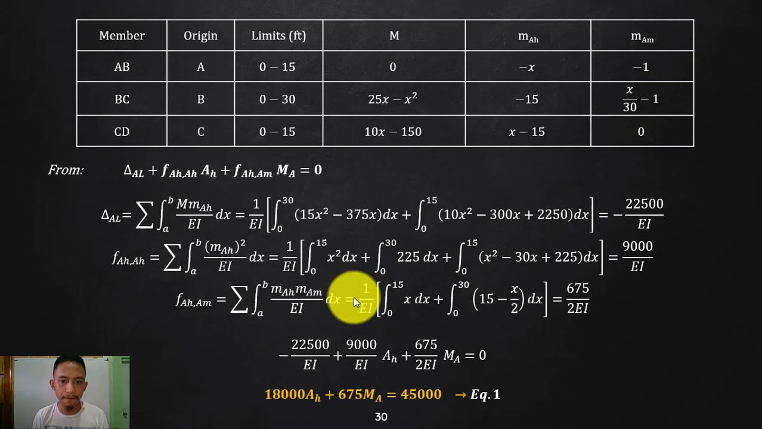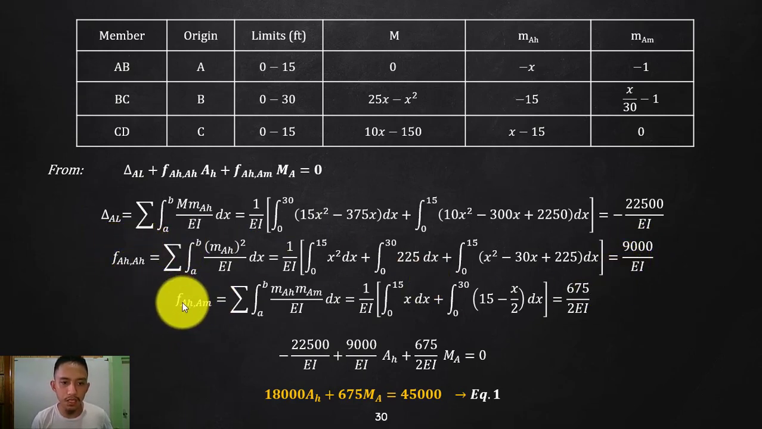Okay, so I will square that MAH. I will just focus here: square that one, that is positive x squared, integrate from 0 to 15. Square that one is positive 2 to 5, integrate from 0 to 30. Square of this equation from 0 to 15. You will end up with 9,000 over EI. Okay, again, do not be confused.